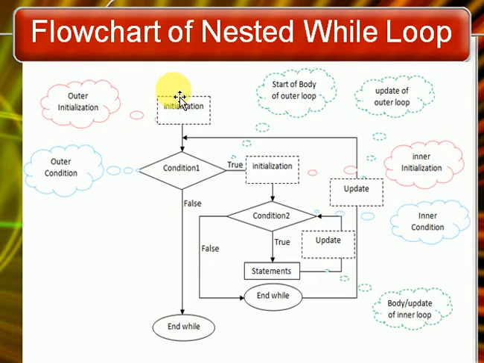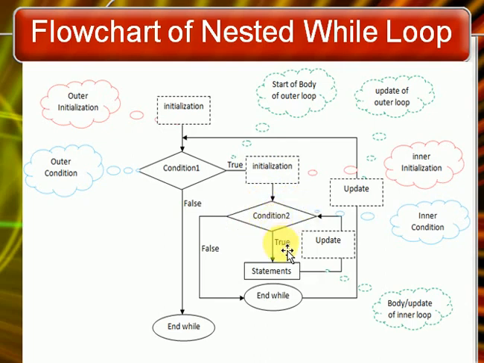It's the initialization of the outer while loop, outer loop control variable initialization, then the condition, that is the test condition of the outer while loop. If this condition is true, then control enters inside the body of the outer while loop. It's the initialization of the loop control variable of the inner while loop. Condition 2 refers to the inner while loop condition.